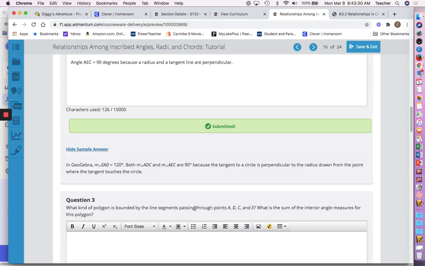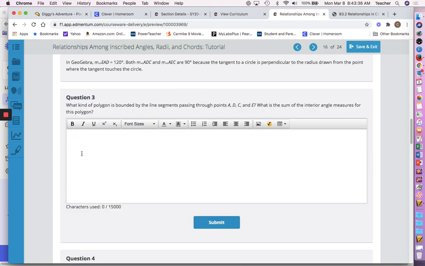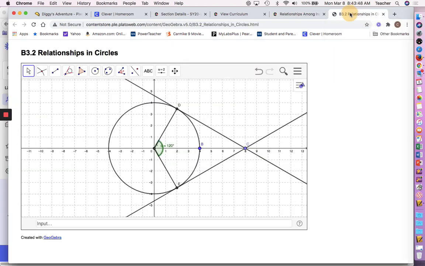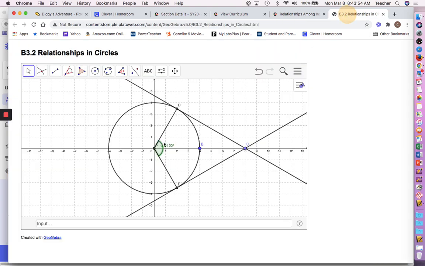All right. Tangent perpendicular, radius, tangent line, ba-boom, got it. All right, question 3. What kind of polygon is bounded by the line segments passing through A, D, C, and E? What is the sum of the interior angle measures of the polygon? Well, A, B, C, and D. Not B. What was it? A, D, C, E. Well, it's a quadrilateral.